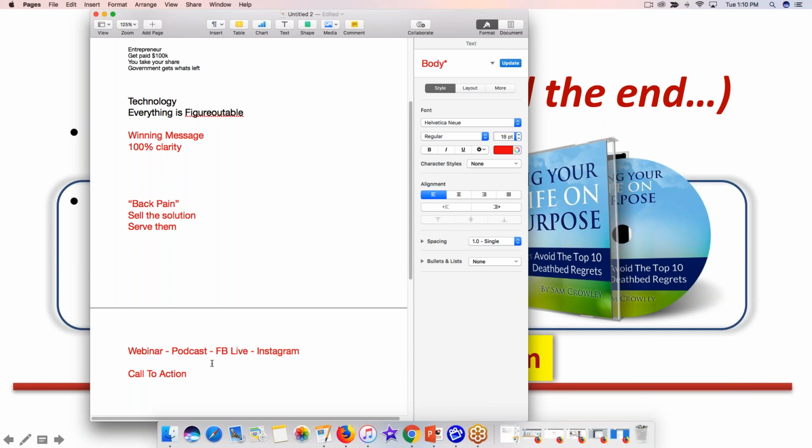What is that? Is that to email you? Is that to go to a landing page where they can put in their name and email address? It could be a number of different things, but there has to be a call to action to get the process started. You want to move them from prospect to client. How you move them from prospect to client is all about this call to action right here. That's how you do it.